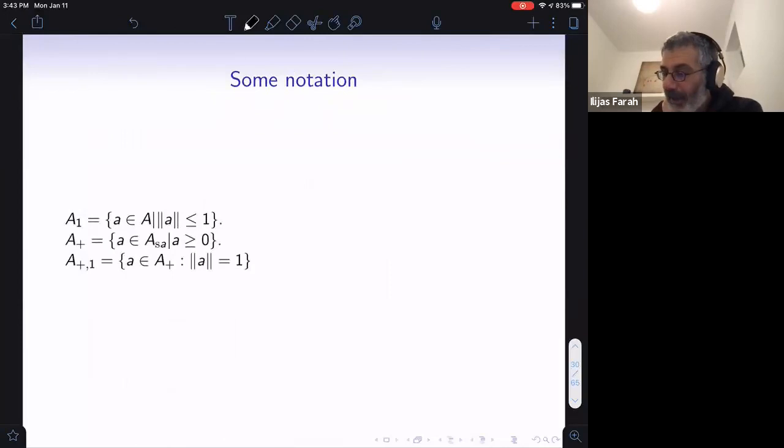And some more notation. First, A sub one, I use to denote the norm unit ball of C-star algebra A. Different authors use all sorts of combinations. I've seen A superscript and then everywhere. So I'll stick to subscripts. A plus, this is standard notation, all self-adjoint elements which are greater or equal to zero. And the last one is very specific to my book. A plus one, it's the positive part of the unit sphere. So it's those elements which are positive, which have norm exactly one. For reasons that are going to be obvious later on, this is going to be an important set for us.